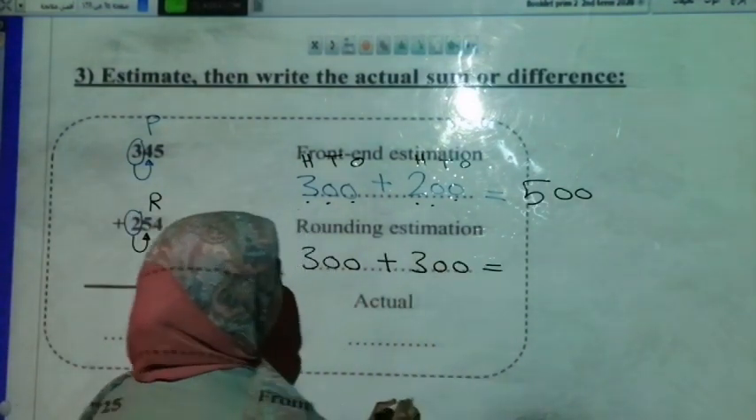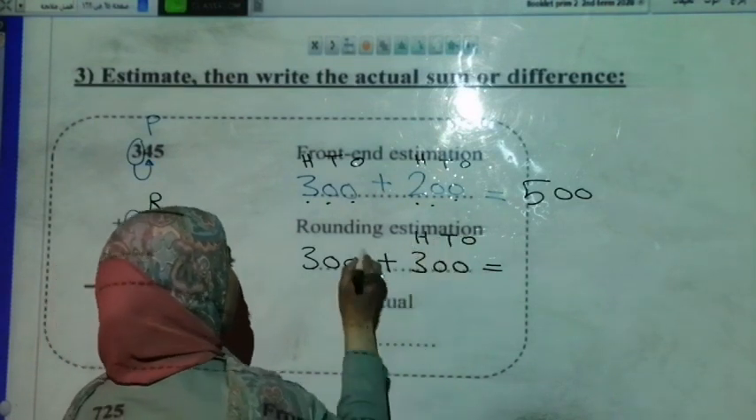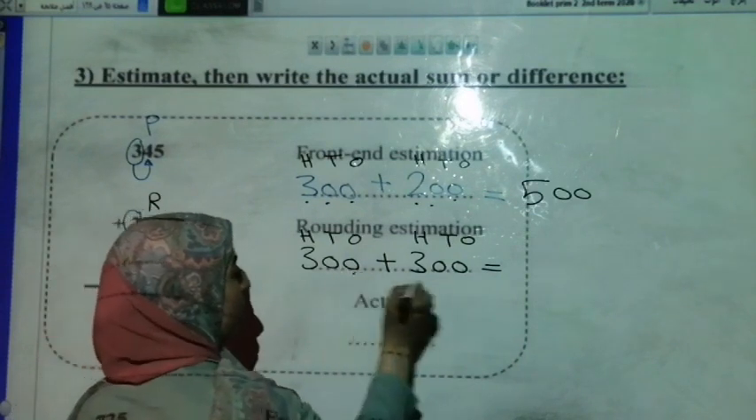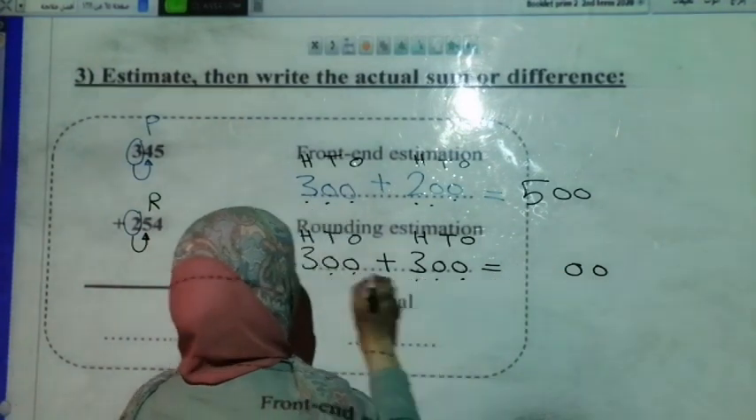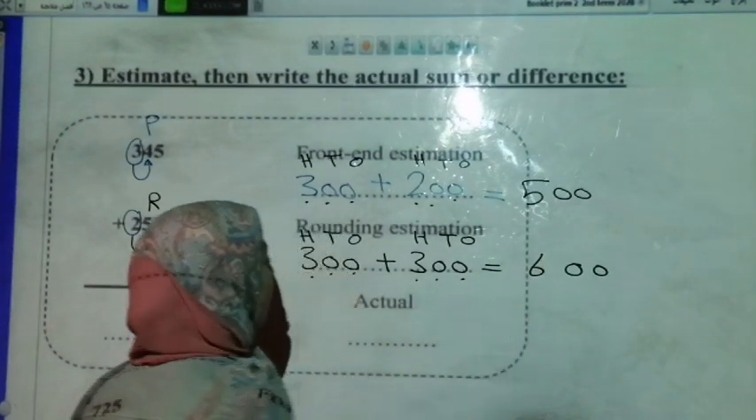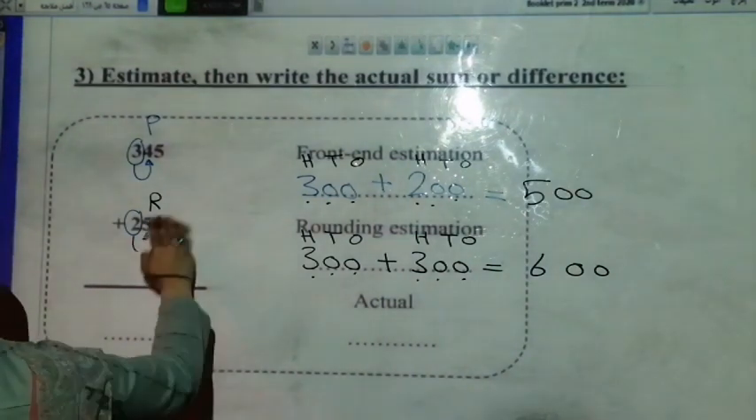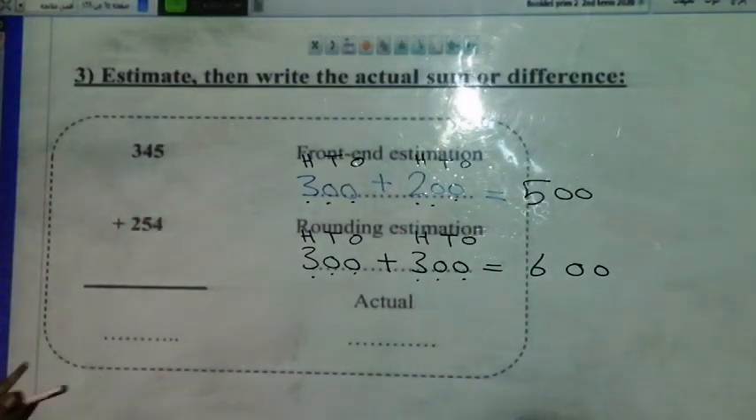And now do my addition operation. Ones, tens, hundreds. Start from ones. 0 plus 0 equals 0. 0 plus 0 equals 0. 3 plus 3 equals 6. And now I will do my operation and write the actual value.